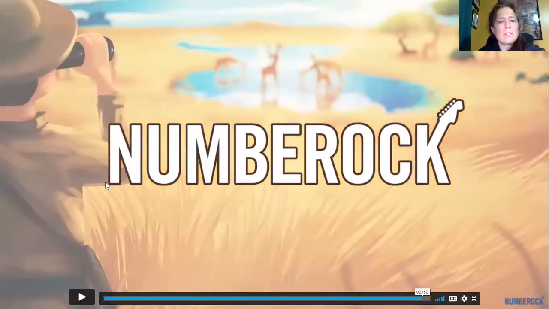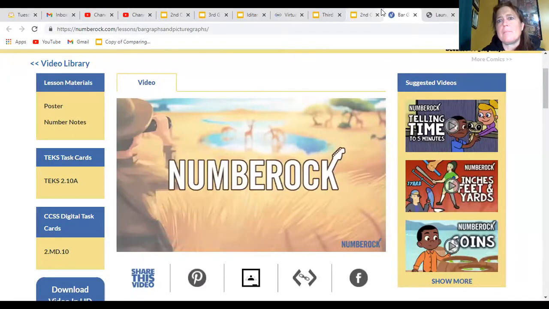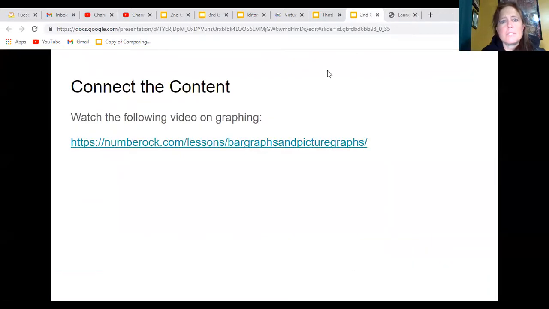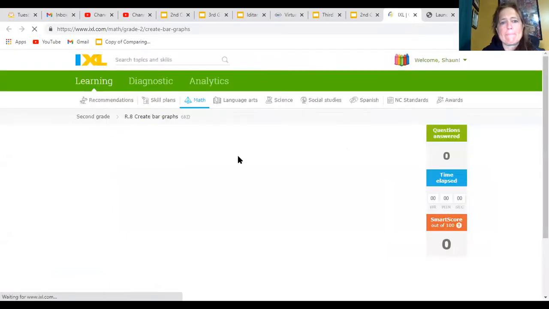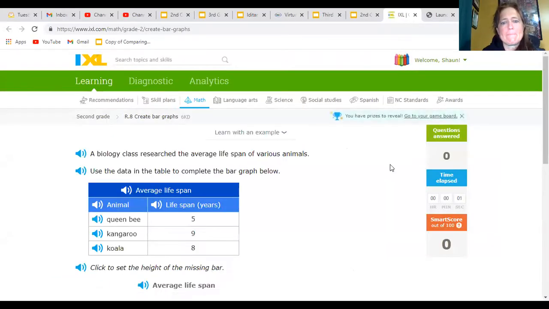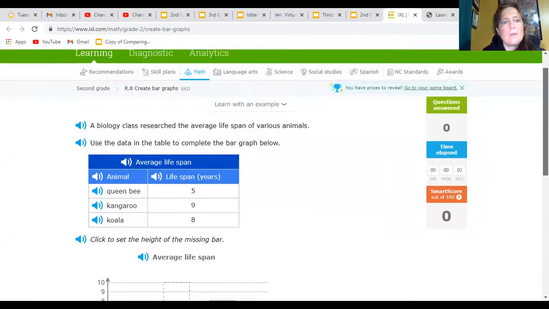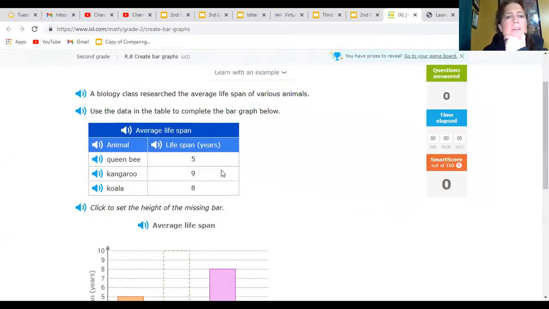Okay, that video gives us a good review of both bar graphs and pictographs. Today, we're going to specifically talk about bar graphs. Okay, so our data here shows us the average lifespan of 3 animals: the queen bee, the kangaroo, and the koala. The queen bee's lifespan is 5 years, kangaroo is 9, and a koala is 8.